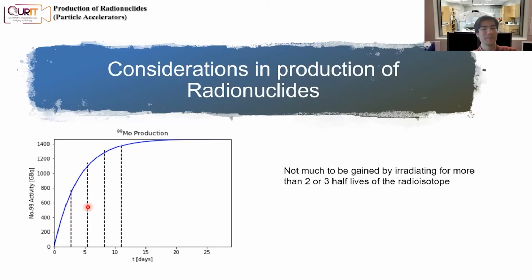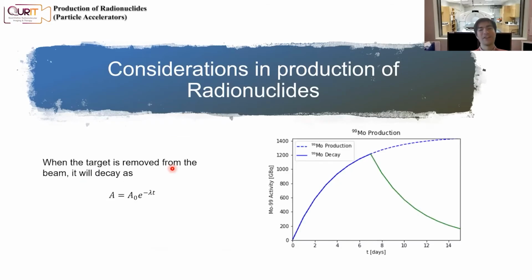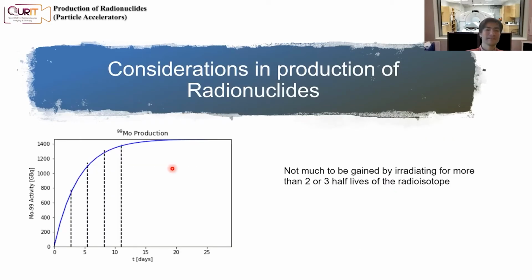If we bombard by 1 half-life of molybdenum, we get this. If we bombard 2 half-lives, we get here. If we bombard the target by 3 half-lives, we get here. So what I'm trying to show is that there's not much to be gained by irradiating that target for more than 2 or 3 half-lives, because it just stays. And that has to do with the decay of, in this particular case, molybdenum-99.